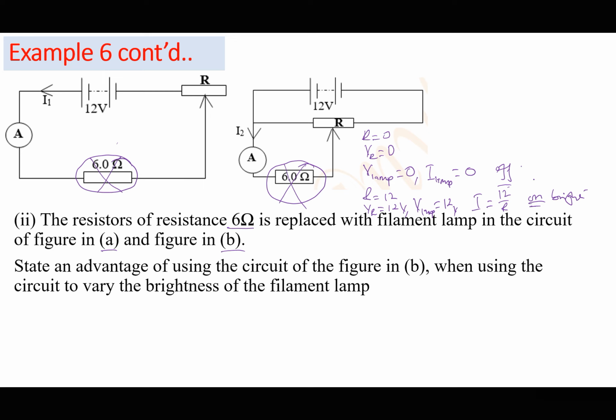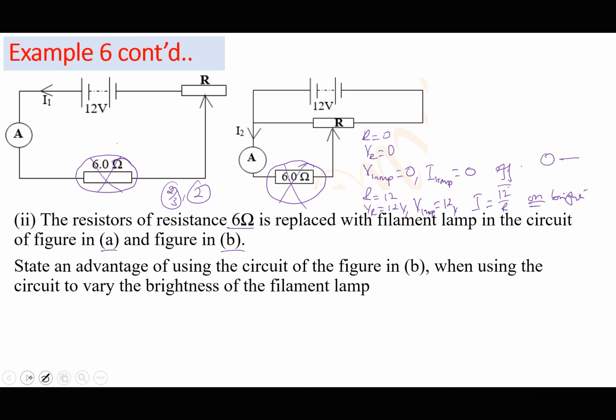But using circuit A, we don't have off because the minimum, remember, the minimum was 2 over 3 and the maximum was 2. So we don't have a full range. We just have between 2 over 3 and 2. Yet here we have between 0 and a certain value, where 0 stands for off and the other one stands for on or full brightness.